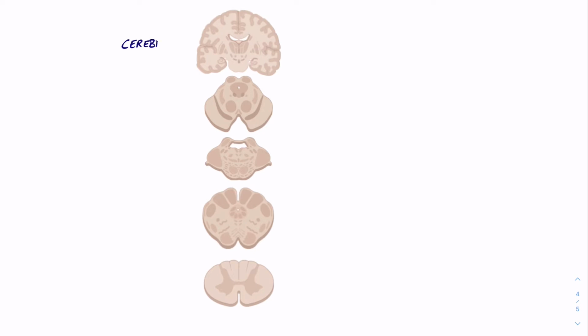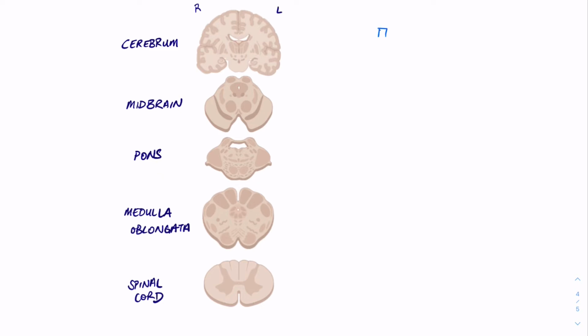Now, to understand the path which this pathway takes, I'm going to use these cross-sections to help us understand exactly which structures this pathway passes through. So up the top is the cerebrum, and then there are some cross-sections of the midbrain, the pons, the medulla oblongata, and finally the spinal cord. And we'll just throw in a right and a left as well to help us out. Now, there are two corticospinal pathways. The first that I'm going to go through is the lateral.